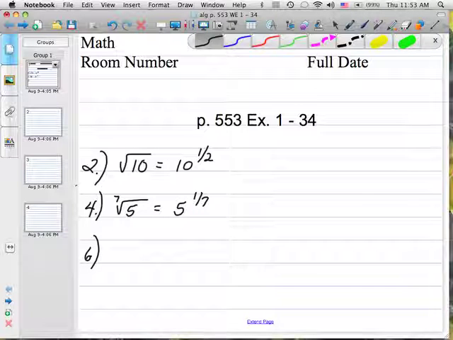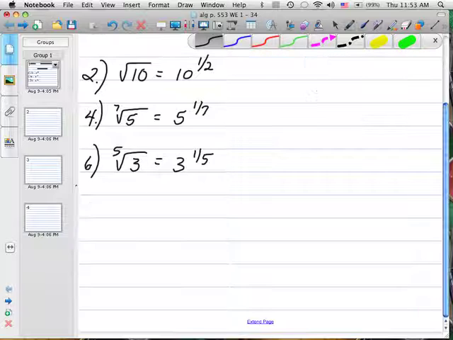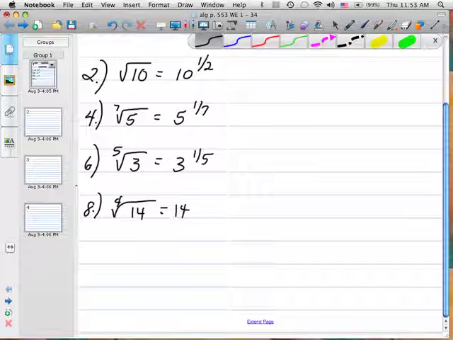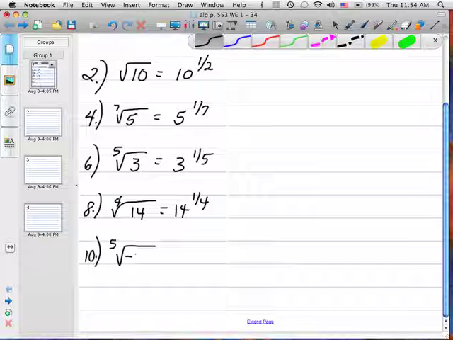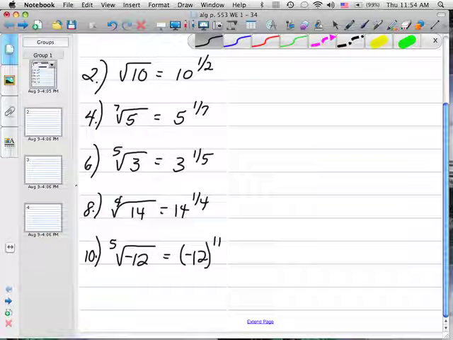Number 6, the fifth root of 3 is 3 to the 1/5 power. Remember, the bottom number is the root. Number 8, we have the fourth root of 14, which is 14 to the 1/4 power. Number 10, we have the fifth root of -12. Since it's a negative and it's an odd root, we can take its root, so it's -12 to the 1/5.